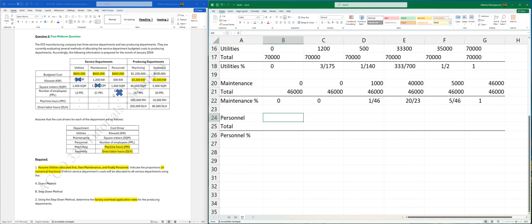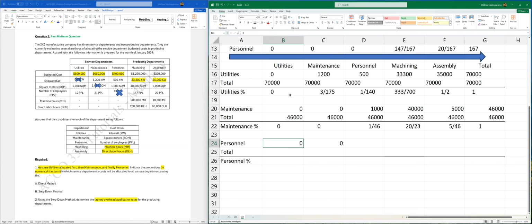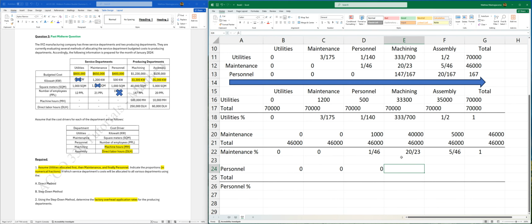Okay, now for the personnel percentage, you got 0, 0 here because it's the step down method, so you can't allocate backwards. Personnel's last, and then no self allocation, and then the direct method from then on out. So you got 147, then you got 20. So we sum equals that, F4, drag.